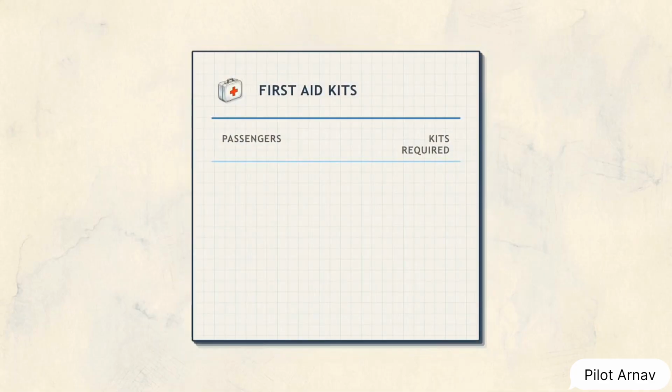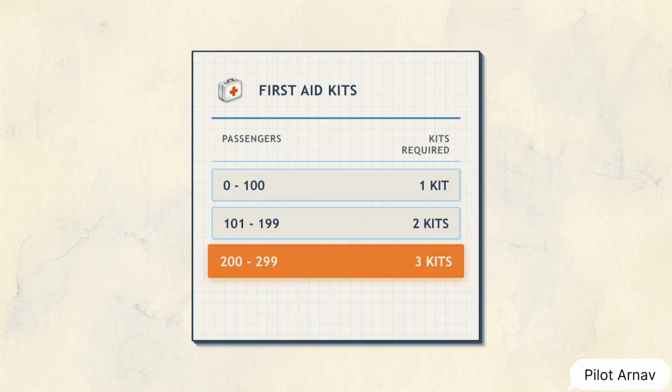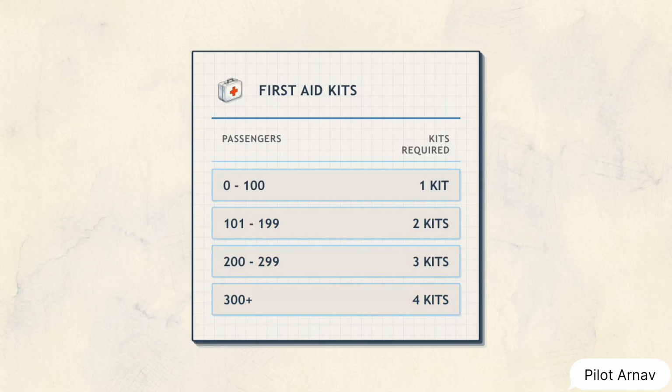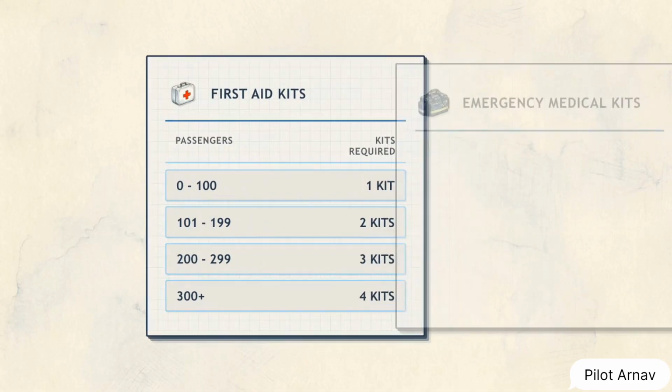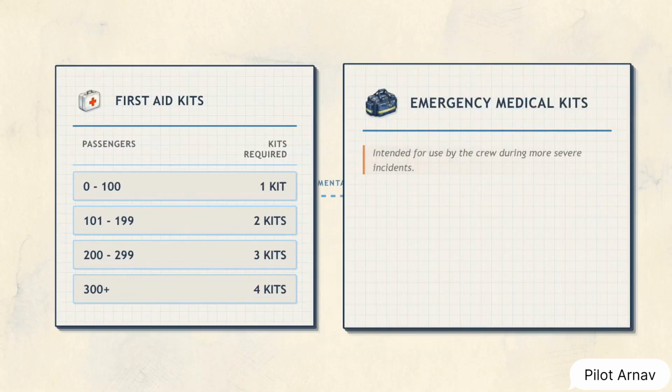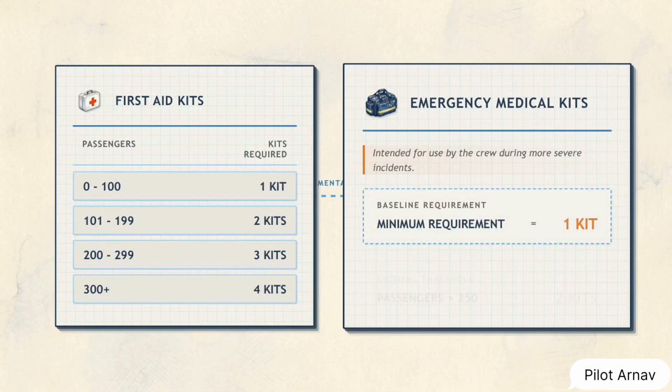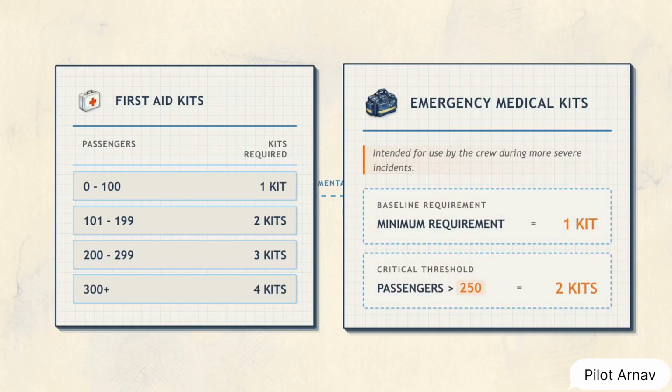First aid kits are distributed by passenger count: 1 kit for up to 100 people, 2 for up to 199, 3 for up to 299, and 4 kits for 300 or more. These are supplemented by emergency medical kits, which are intended for use by the crew during more severe incidents. A minimum of 1 kit is required, increasing to 2 if the passenger count exceeds 250.